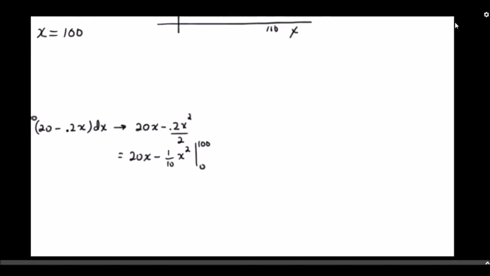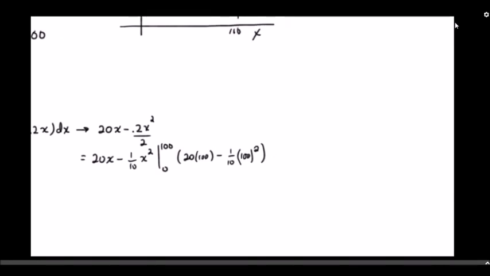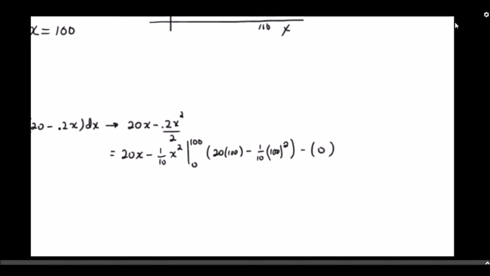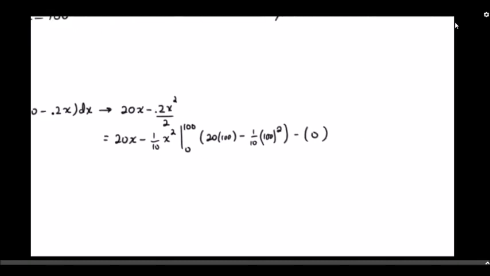Now we need the value of the antiderivative at 100. So we're going to have 20 times 100 minus 1/10 of 100 squared. This is the antiderivative evaluated at 100. Now we subtract the value of the antiderivative evaluated at 0. If we were to plug 0 in for both x's of the antiderivative, we would just have 0 minus 0, which results in 0.